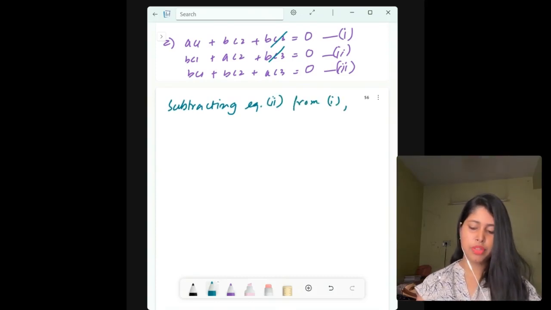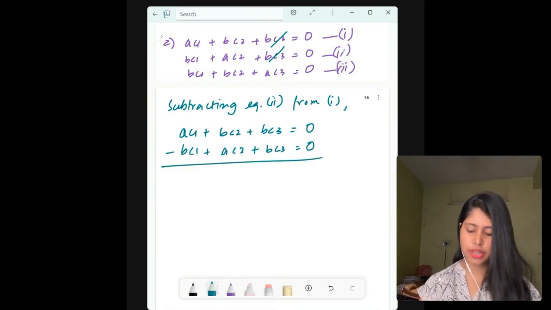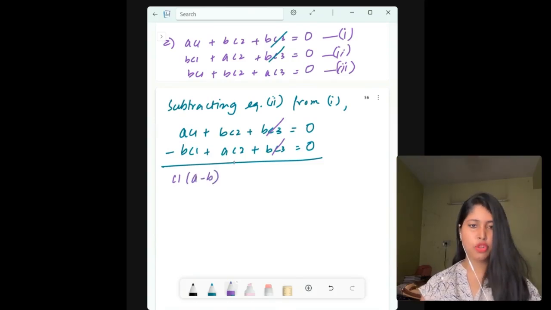subtracting equation number 2 from 1, then we get what? From 1, AC1 plus BC2 plus BC3 will be equal to 0, then BC1 plus AC2 plus BC3 will be equal to 0. And you need to subtract these two equations, right? Now if you subtract it, as I have already said, BC3 and BC3 will get cancelled. Then what are you left with? If you take C1 to be common, a minus b, and from here if you take C2 to be common, then it will be C2 b minus a will be equal to 0.